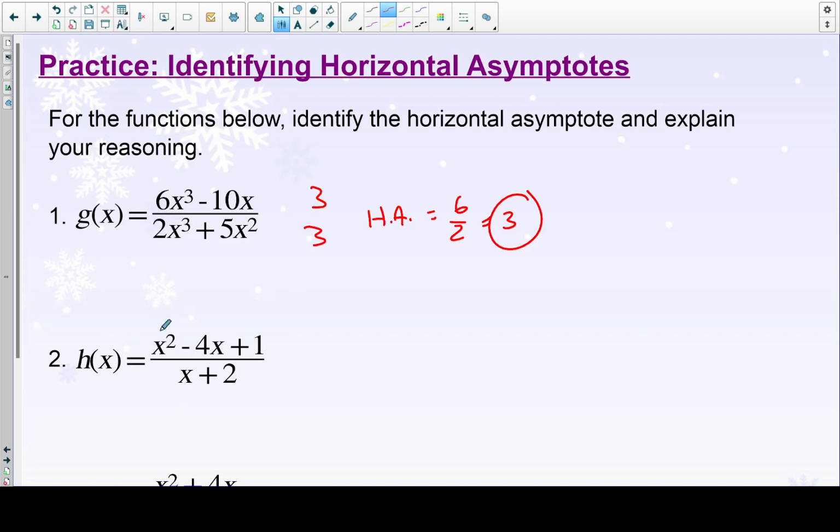x squared minus 4x plus 1 over x plus 2. Here in this case, degree is bigger. We have a degree of 2 on the top. We have a degree of 1 on the bottom. So in this particular case, what will happen? There is no horizontal asymptote.